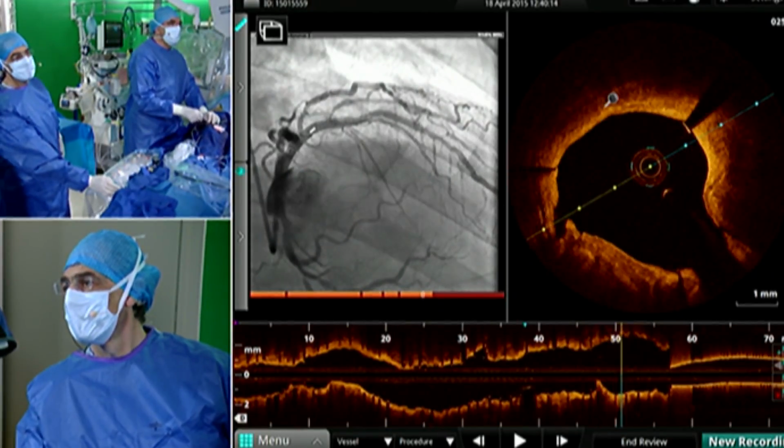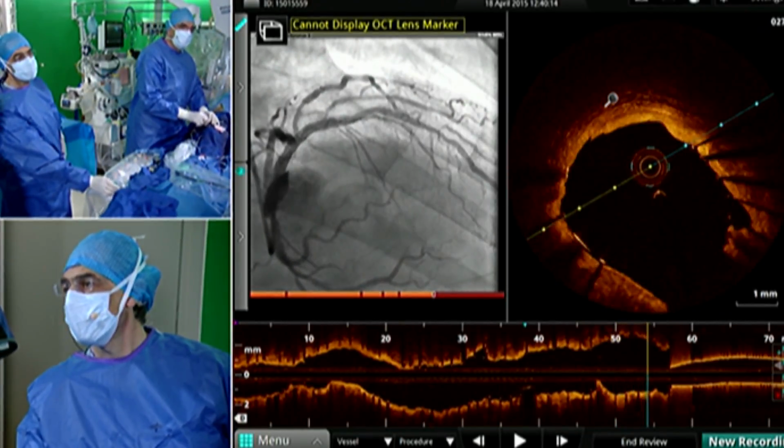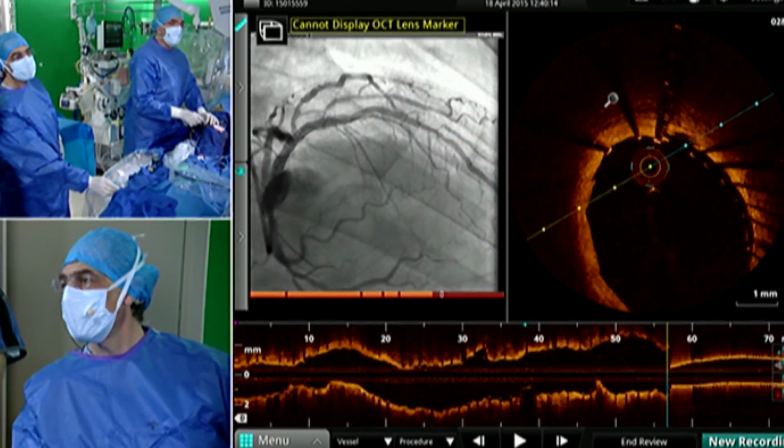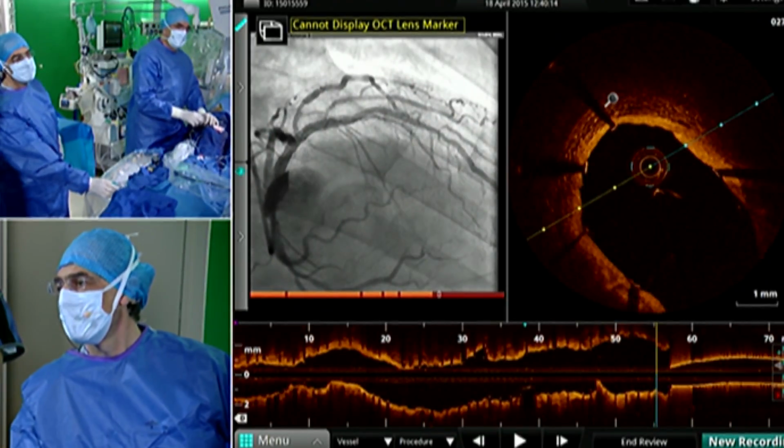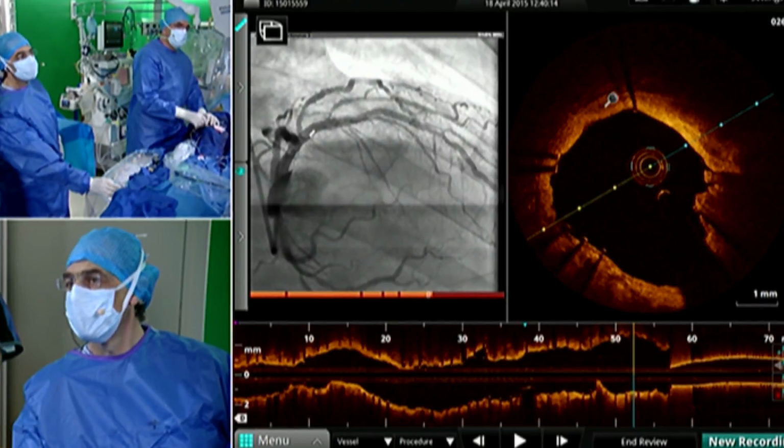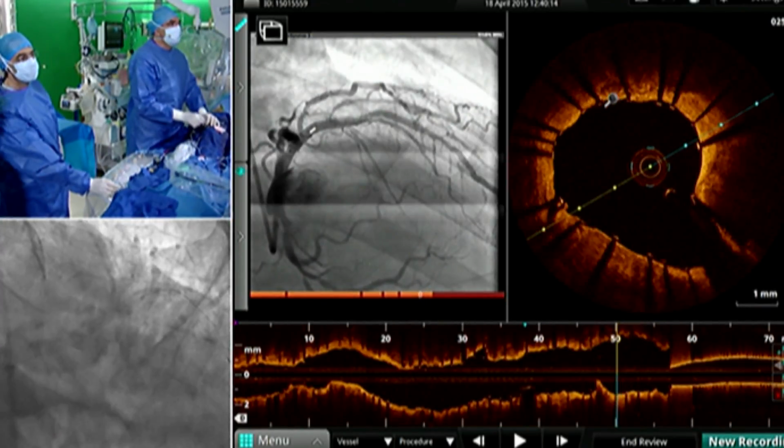Est-ce que je peux avoir l'angio, s'il vous plaît, sur l'écran? Mais oui. And perfectly placed inside the left main. On n'a pas besoin de nous voir. Montrez l'angio, s'il vous plaît.